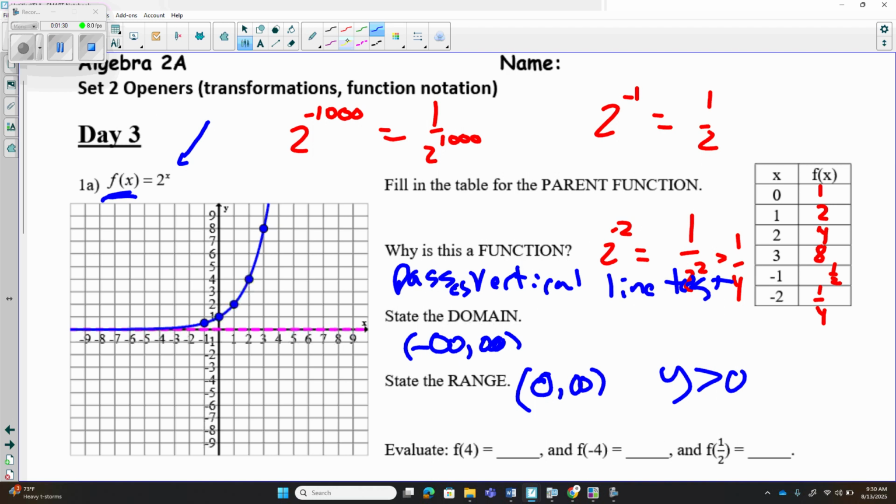F of 4. So we're looking for f of 4. Hopefully you already know it's 16. Negative 4. 1/16 is correct. 1/2. What's happening at 1/2 right here? What is 2 to the 1/2? Well, that is the square root of 2. We didn't do that one earlier. That is roughly 1.414 if you use your calculator. Okay.